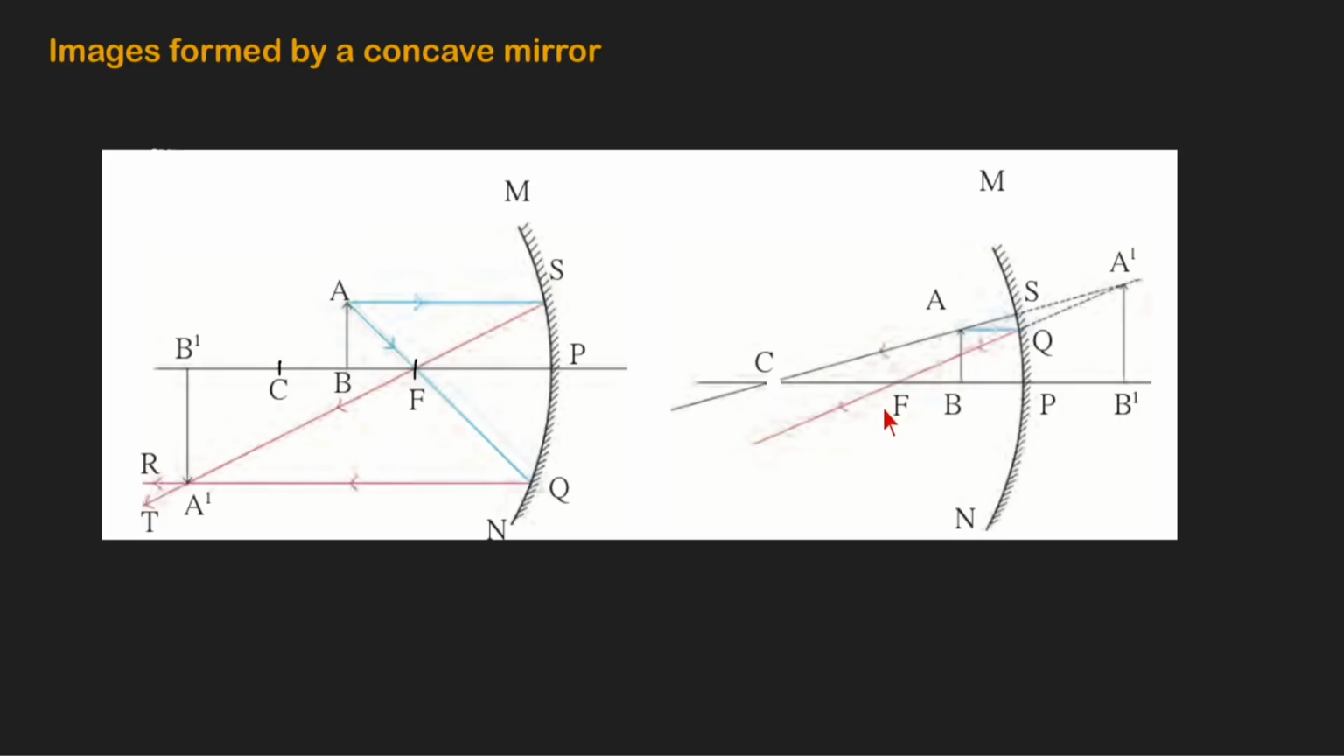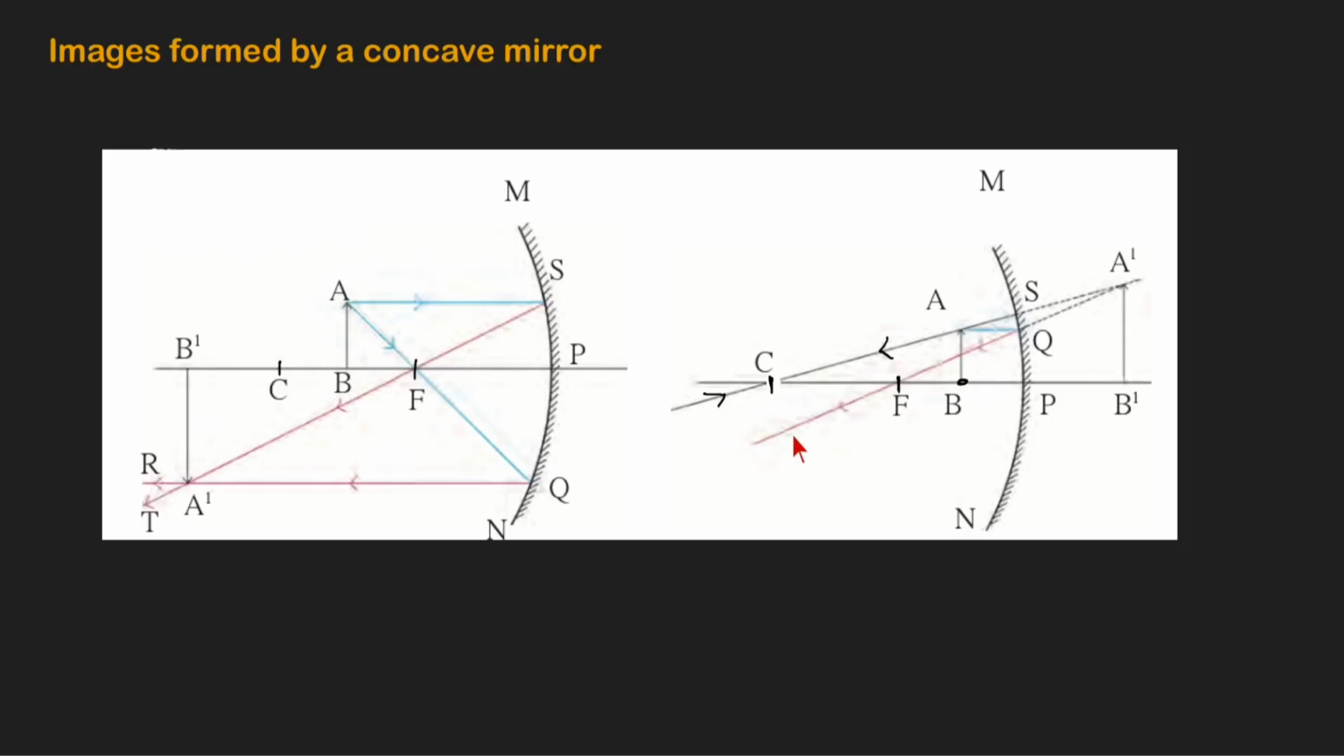Now we change the place of the object. Now here is the center of curvature and this one is the focus. We are placing the object here. Now the object is in between the pole and the principal focus of the mirror. Again we are considering two rays. The first ray is passing from the center of curvature, and when the ray passes from the center of curvature, it will get reflected through the same path. Third rule we have already seen.